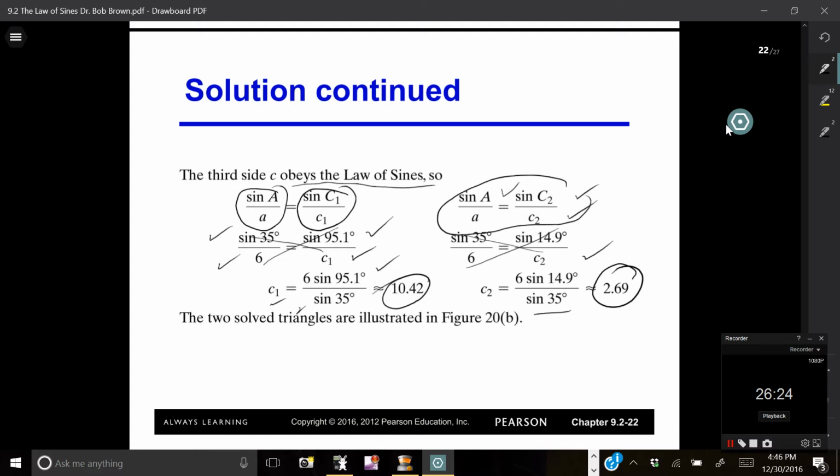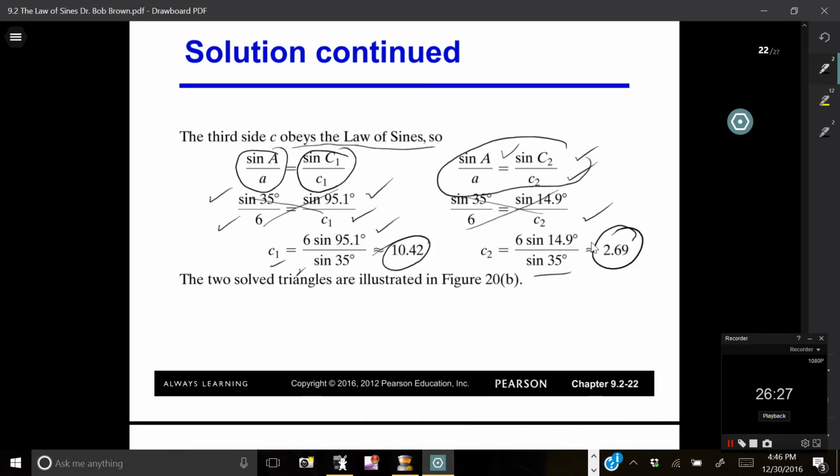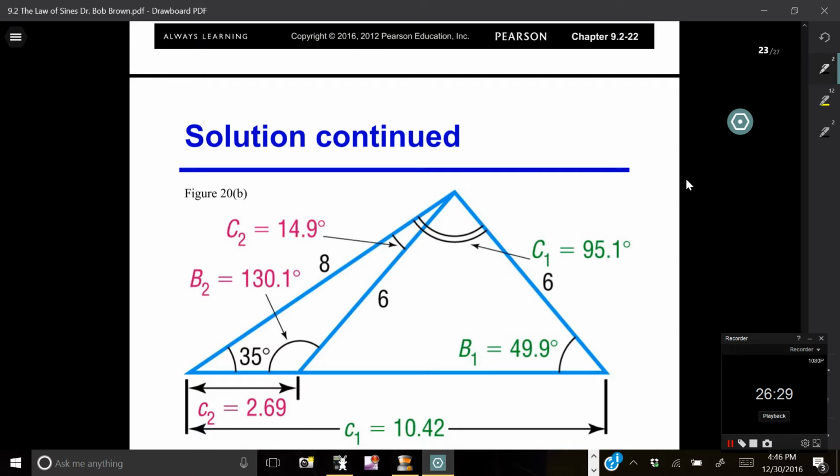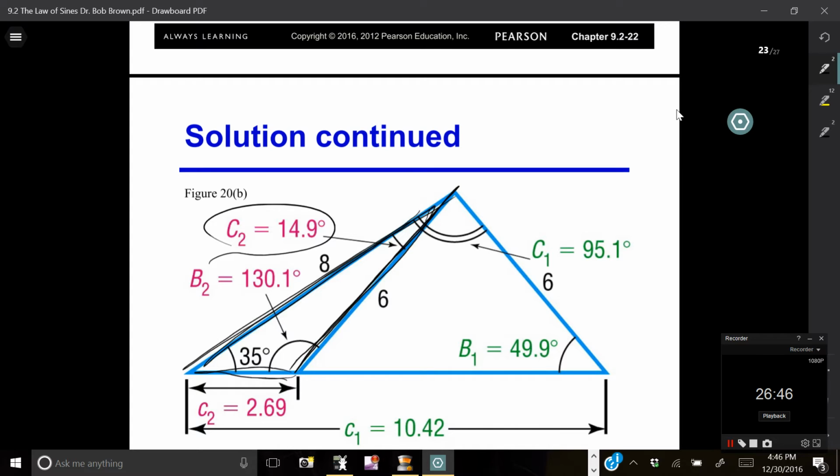Now we can put both of these triangles together on the other side, and we see two possibilities. We see the smaller triangle with a very acute angle of C2 equal to 14.9 degrees, and that would be with c2 equal to 2.69. If you take the other one with c1 equal to 10.42, we get the larger triangle.